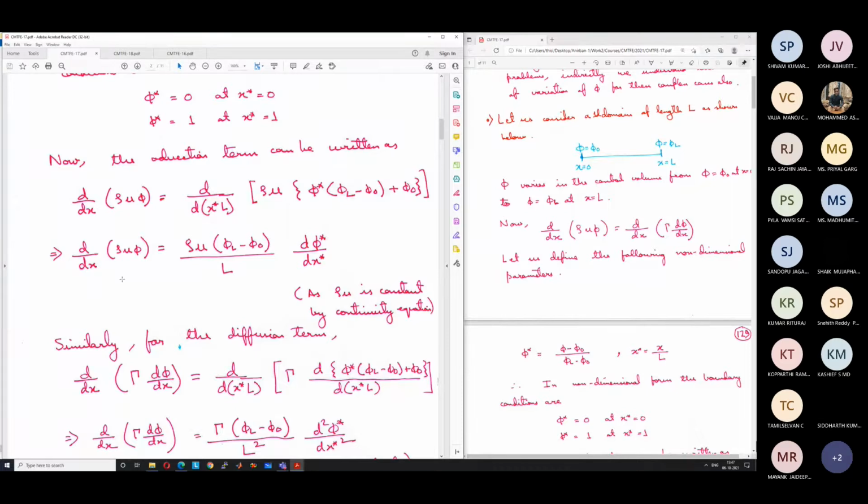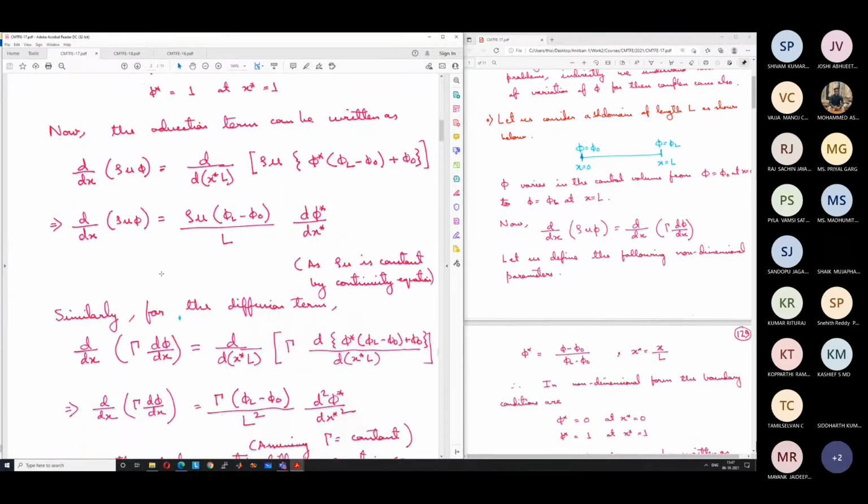So this x we will replace by x star into L, and rho u let us keep as rho u itself. Phi is nothing but what is phi? Phi star into phi L minus phi 0 plus phi 0. Okay, phi star into phi L minus phi 0 plus phi 0. Basically, we are replacing phi from this expression, which means that d dx of rho u phi is equal to, so we can take this rho u out, as rho u is constant, as it is given by the continuity equation that rho u is constant. So rho u by L also we can take out, and this phi L minus phi 0 also we can take out.